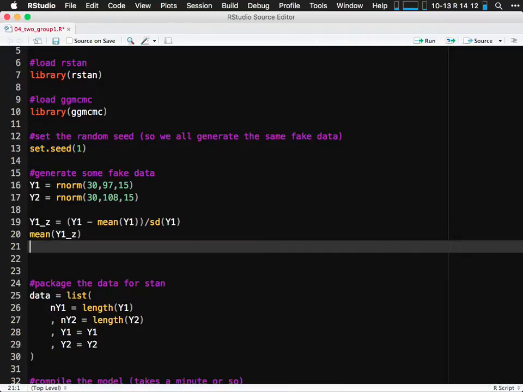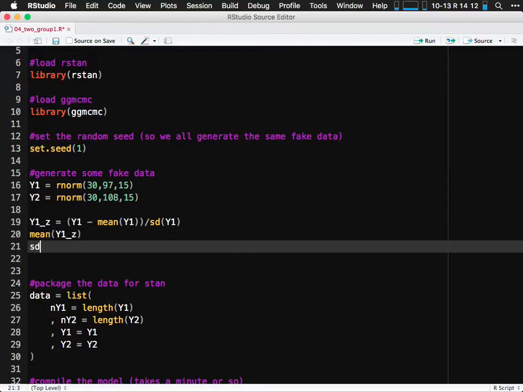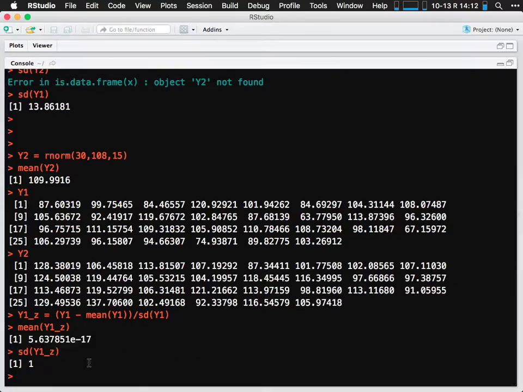Afterwards, we should have a mean of what? 0. And we should have an SD of what? 1. Okay. So the mean is not exactly 0, but this number is as close to 0 as the computer can store. When you do math and expect something to eventually equal 0, sometimes the number looks weird, but that's pretty much as close to 0 as we can get, and the standard deviation is 1. Awesome.